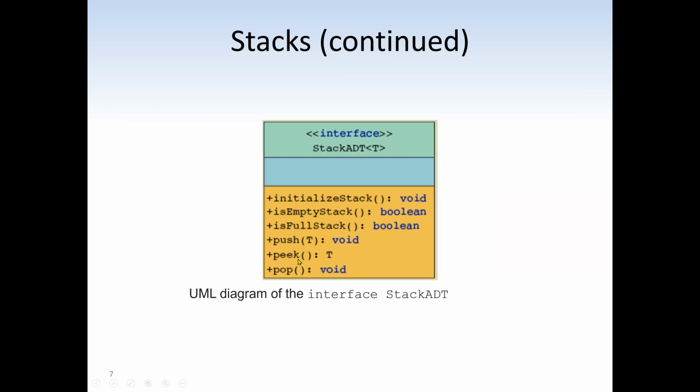Then we have the peek. Peek will return the data type. So here T represents the generic data type, so it can be int, float, character, etc. And then we have the pop method. This method will remove an item from the stack. It will return the item on top of the stack and remove it.